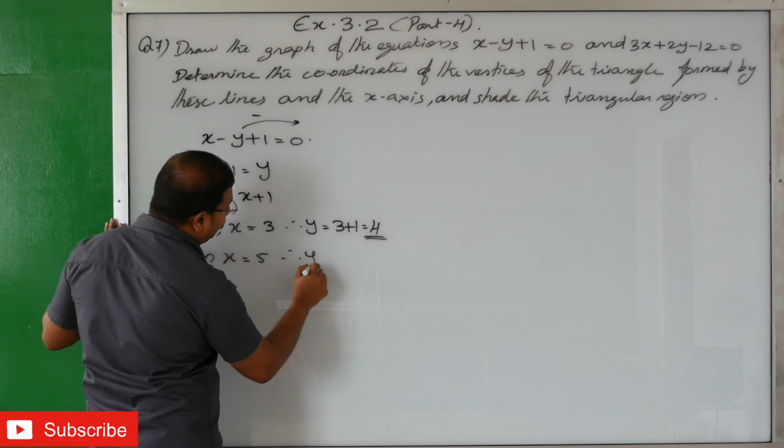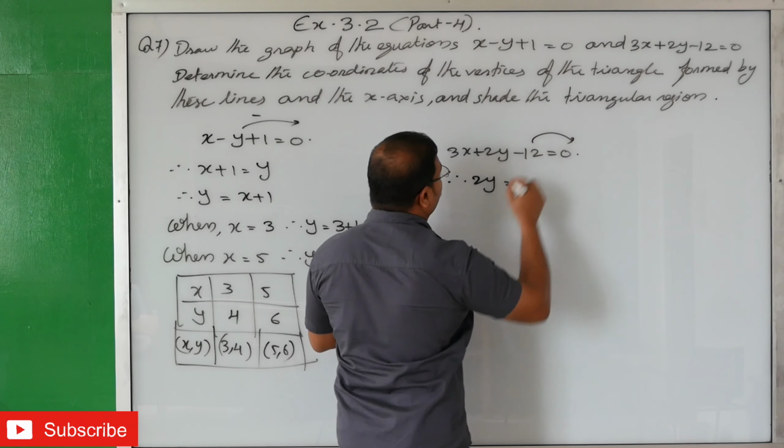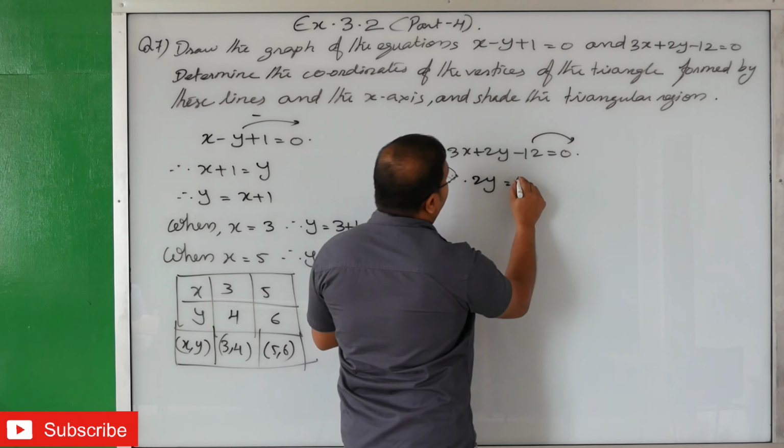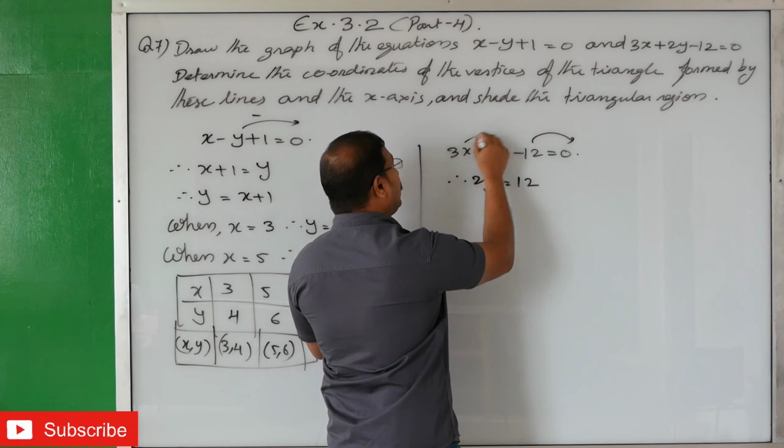What is that? 3x plus 2y minus 12 equal to 0. Therefore, I am keeping only 2y here. See, this minus 12 goes to the next side, plus 12, and plus 3x goes to the next side, minus 3x. Therefore, 2y equals 12 minus 3x. After that, 2 multiplying y, so the 2 goes to the next side, multiplication becomes divide by 2.